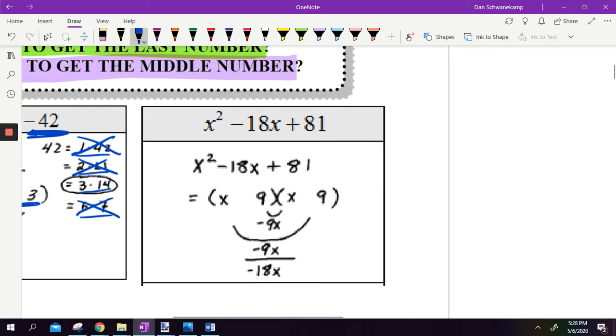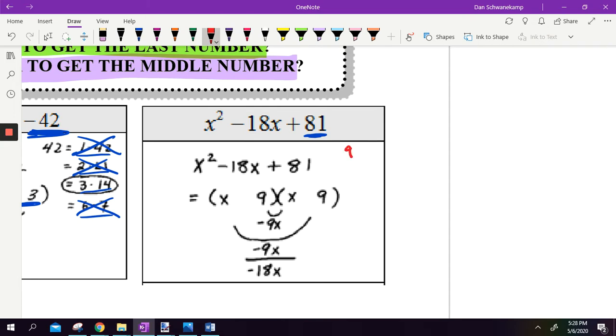All right, so looking at this last one, I need two numbers to multiply together to get me 81. Well, that would be 9 and 9. Let's go 9 times 9, or 3 times 27. 81 and 1. I think that's it. All right, so out of those combinations, I need one of them to add or subtract to get me negative 18. Well, 9 plus 9 gets me 18. Now, I want negative 18, so negative 9 minus 9, that would get me negative 18, and negative 9 times negative 9, that would get me positive 81. And so I'm going to factor that into x minus 9 and x minus 9. That is what we're trying to do.